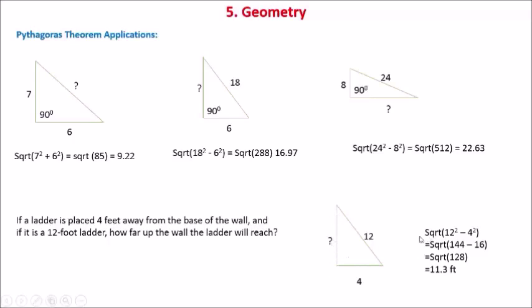So using Pythagoras theorem, it's all plug in, right? This side is the square root of 12 squared minus 4 squared. You can do that in the calculator. So that's exactly 11.3 feet, okay?